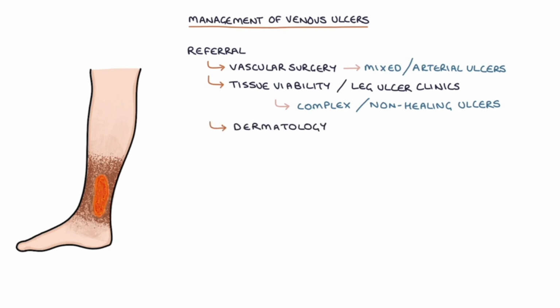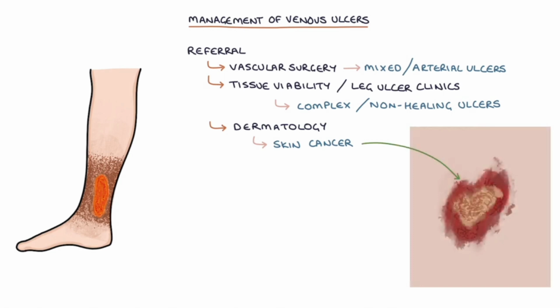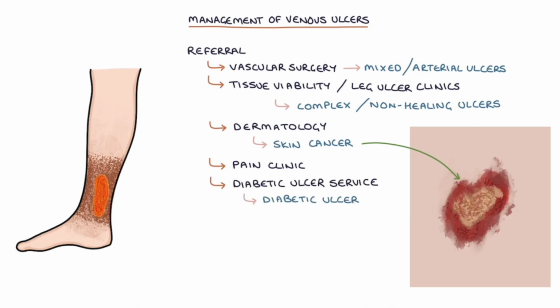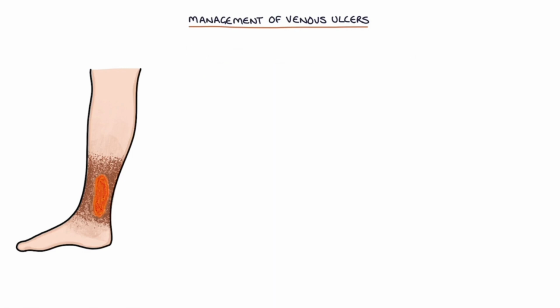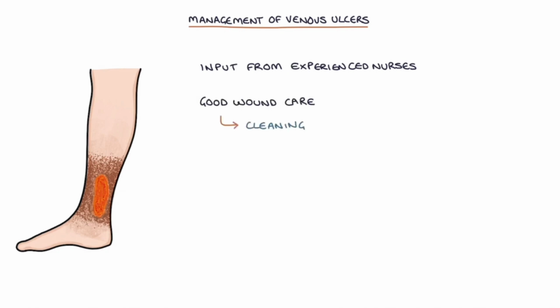dermatology where an alternative diagnosis is suspected, such as skin cancer, pain clinics if the pain is difficult to manage, and a diabetic ulcer service if the patient has a diabetic ulcer. Patients with venous ulcers require input from experienced nurses, such as district nurses or tissue viability nurses. Good wound care involves cleaning the wound, debridement, which involves removing the dead tissue, and dressing the wound.